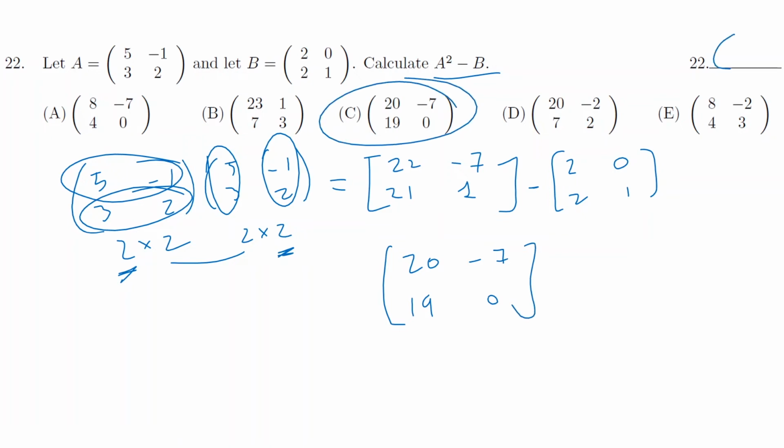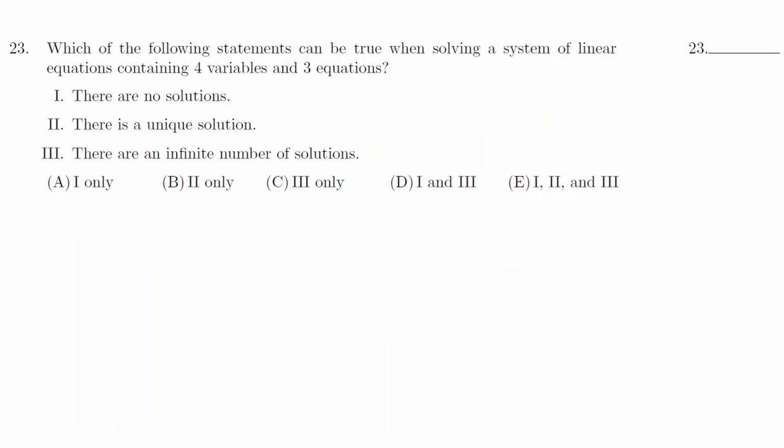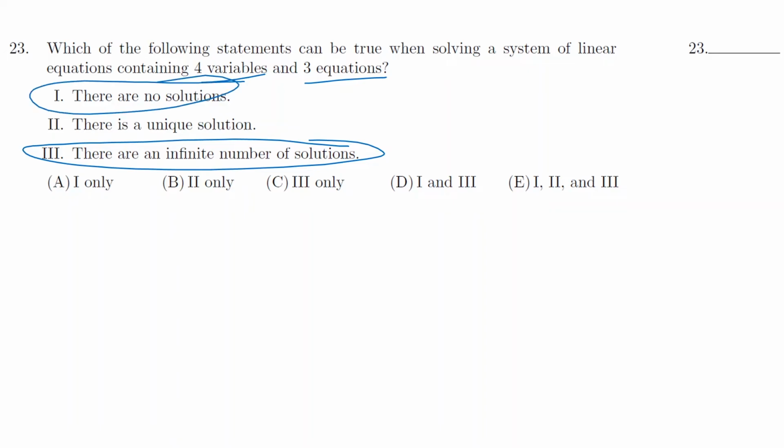Very good. Moving on. Which of the following statements can be true when solving a system of linear equations? If you skip this question at the final, nothing's going to happen to you, to be honest. This is a super weird question, but we have to respond to this. So we got 3 equations, 4 variables. Here's how it goes. If it's more variables than equations, 3 is a possibility for infinite solutions, but we can always have no solutions. So do not forget to put 1 and 3.